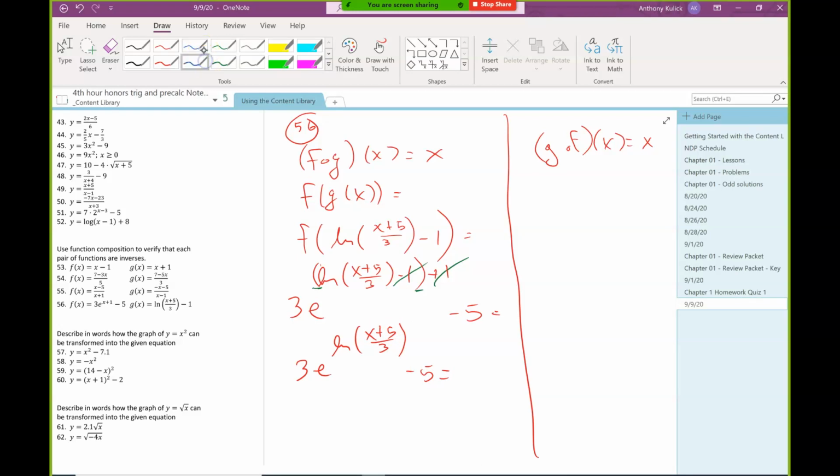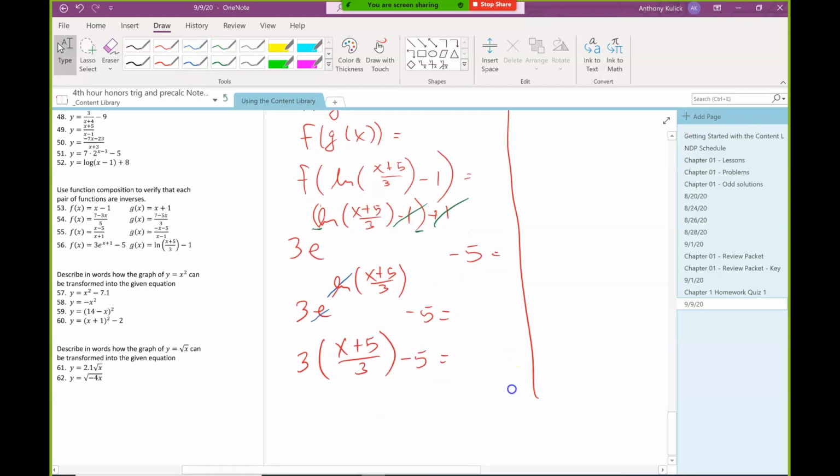And then I remember from my Algebra 3-4 class last year that exponentials and logarithms are inverses of each other. They cancel each other out. So the natural log is the same thing as log base e. And if I have e to the log base e, they're going to cancel each other out. So what I'm left with is just 3 times.